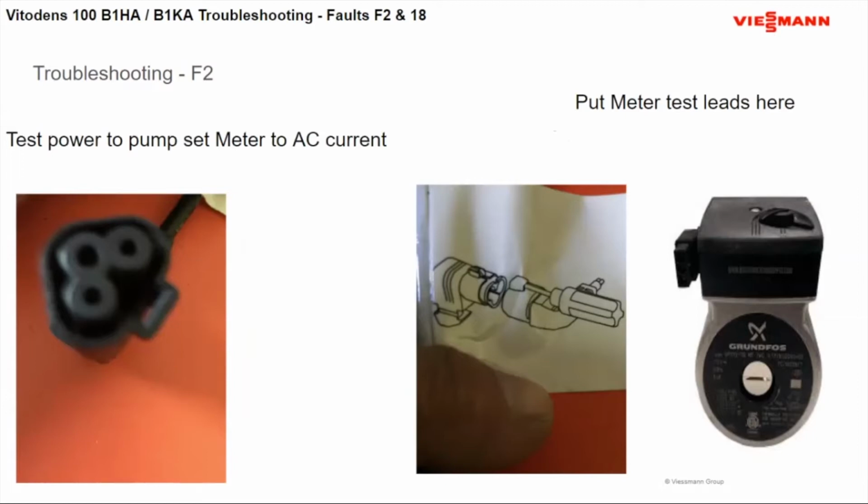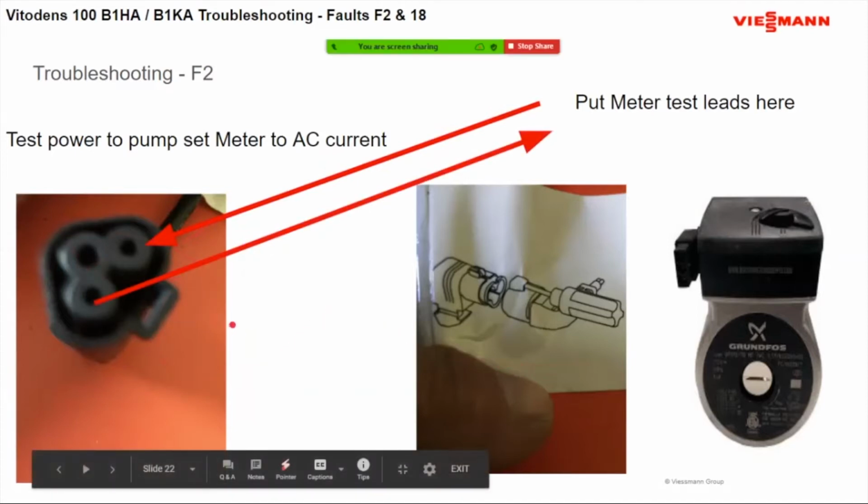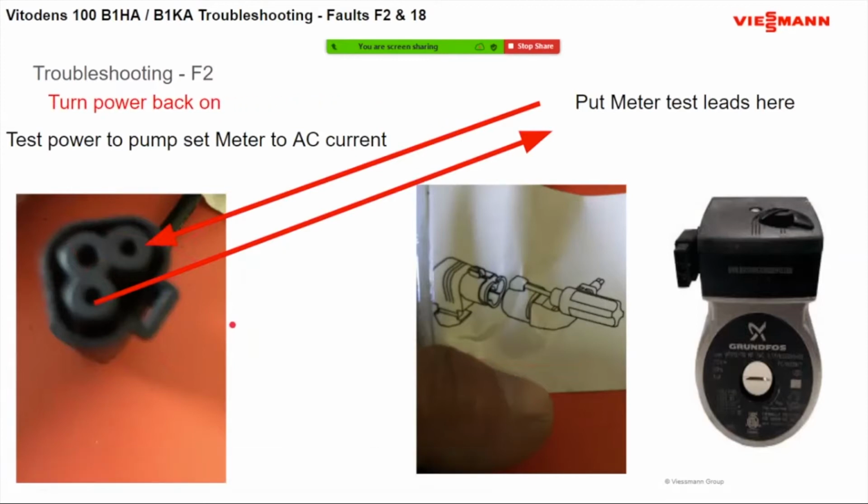To test the power to the plug itself, we're going to pull the plug off the pump, put our two meter leads into the two outer holes here, and set our meter to AC current for this test. So we're going to test with AC current. There should be 120 volts here.